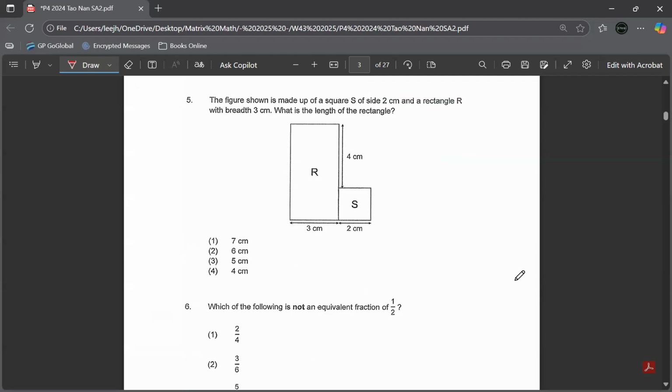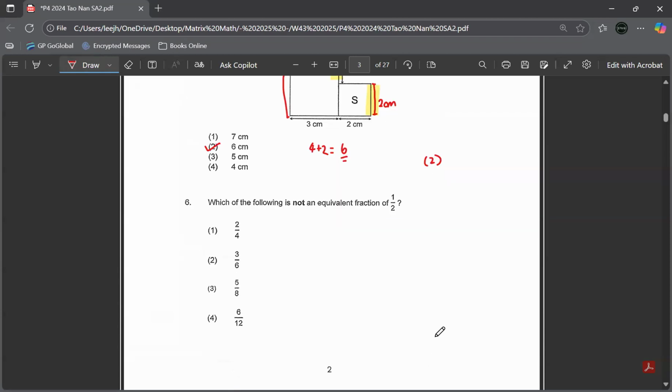Okay, question 5. The figure shown is made up of a square S of side 2 cm and a rectangle R with breadth 3 cm. What is the length of the rectangle? Very simple. You know that this is 4, this is 3. This is a square S, and it says the square S is side 2 cm. So which means this is also 2 cm. So in order to find the length of the rectangle, I need to know what are the two sides to add, which I can see is this and this. Okay, so the length will be 4 plus 2, 6 cm. Number 2.